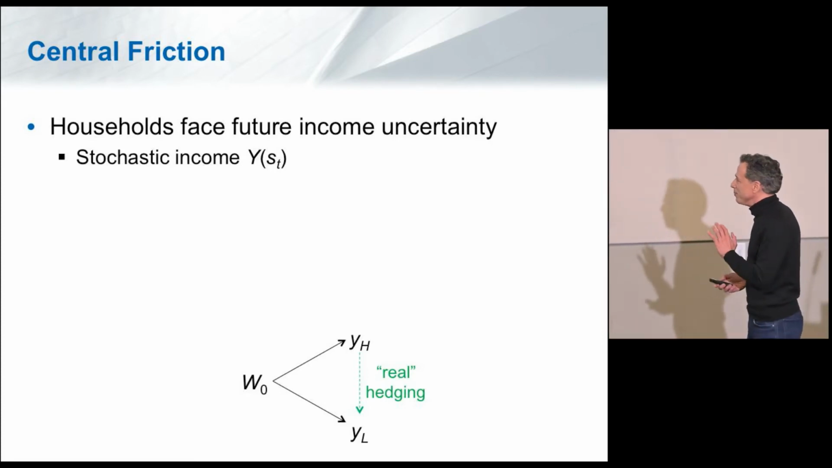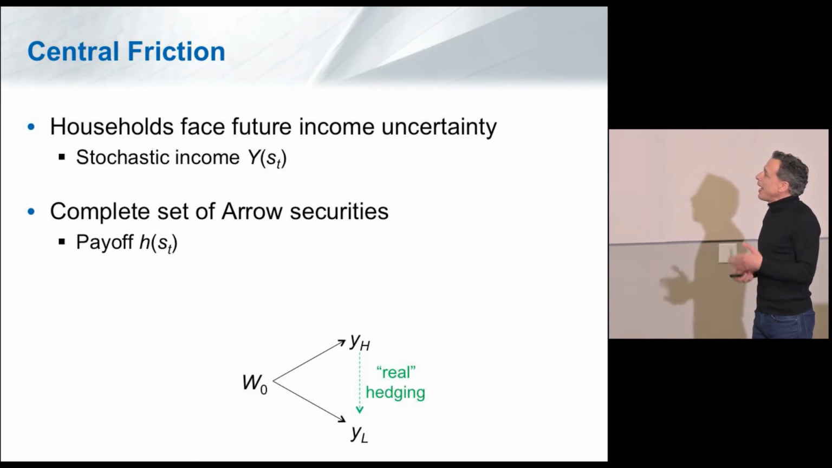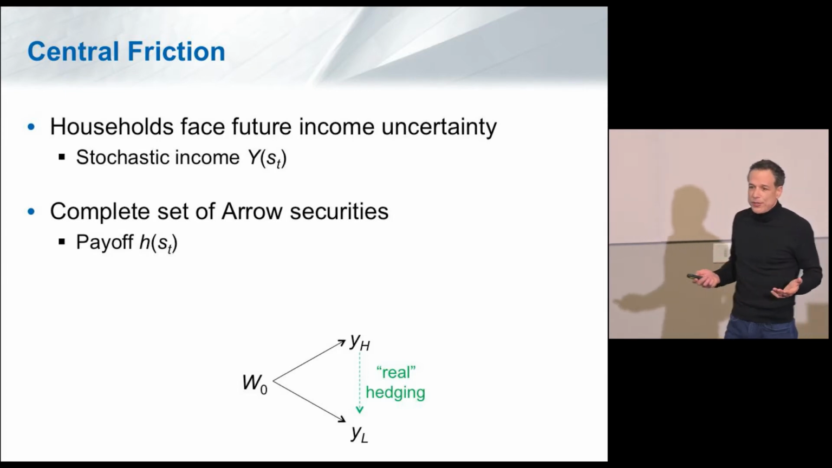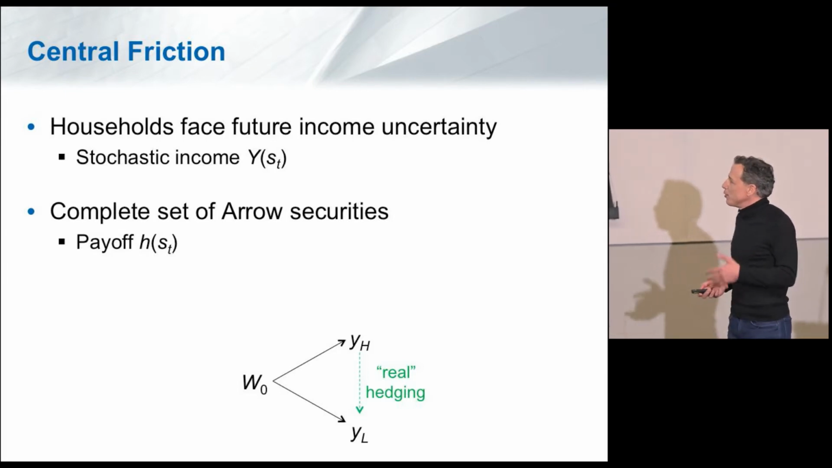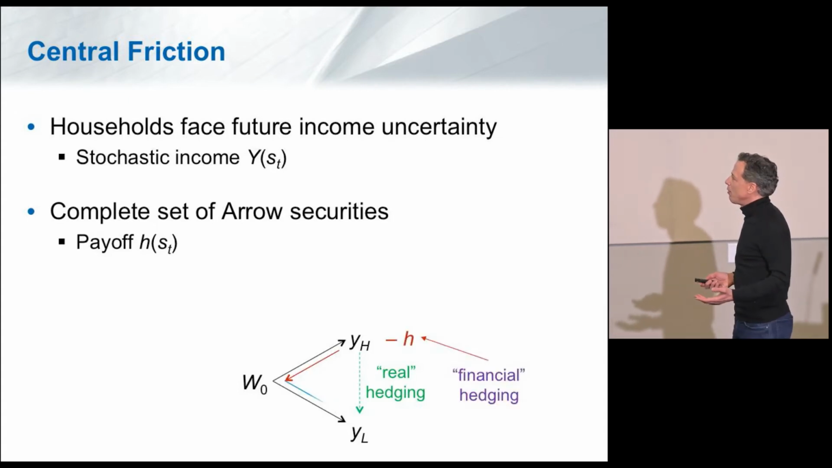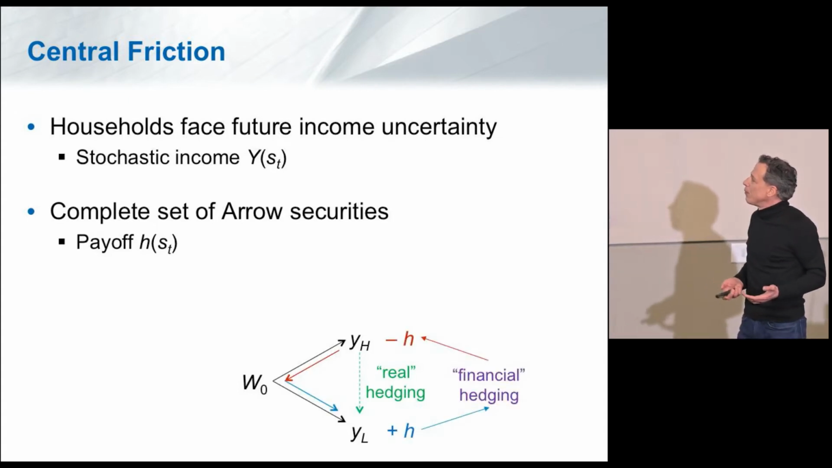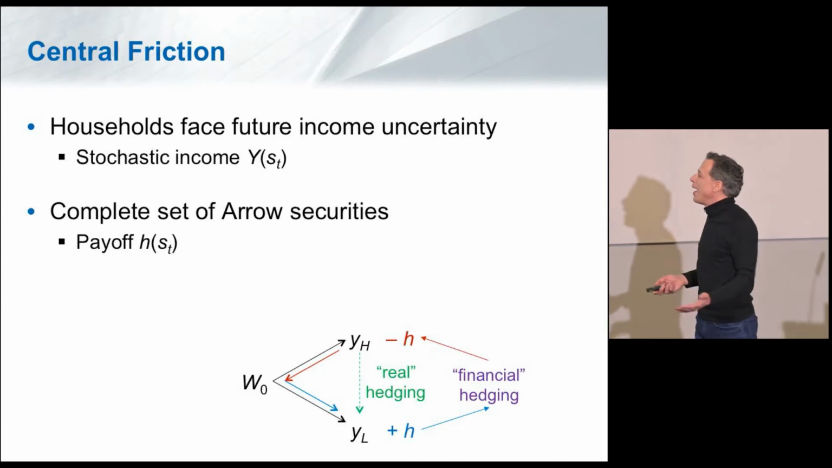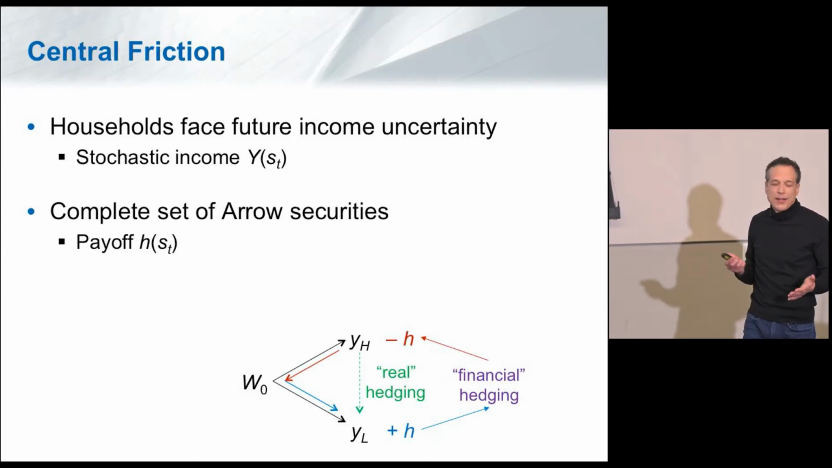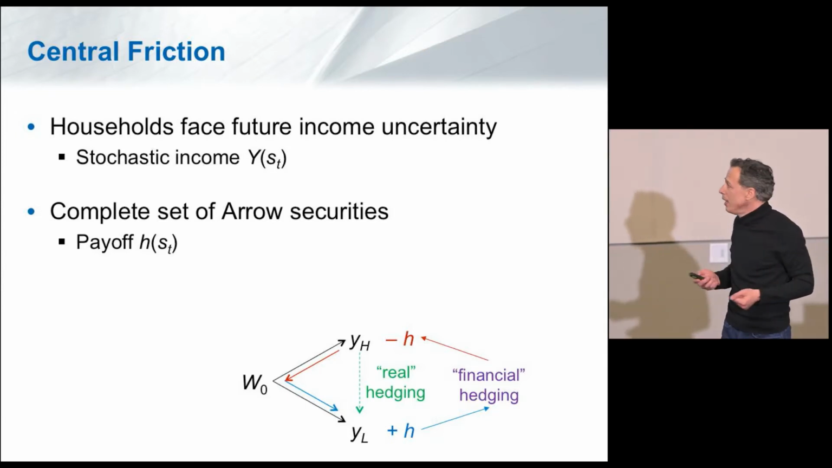So that's exogenous here. If we had a complete set of Arrow securities, well, it's obvious what we'd want to do. We'd engage in financial hedging, right? I want to basically take income from the high state and put it into the low state, and that's what we'd want to do. Okay?